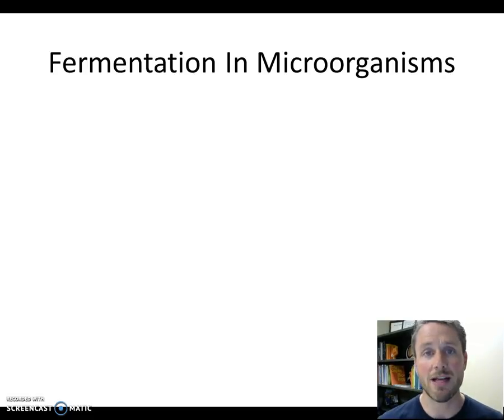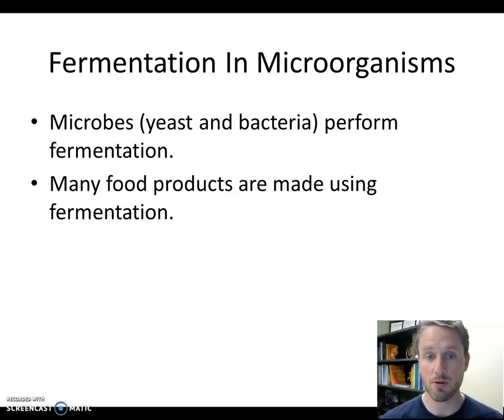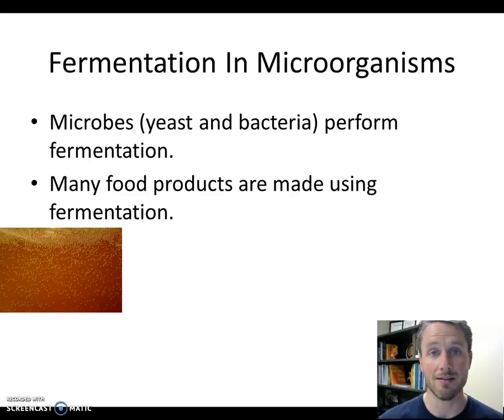I just want to quickly point out that fermentation happens in other organisms as well, right? Microbes like yeast and bacteria can also perform fermentation. They produce a number of food products that we use when they do fermentation. So for example, if you put yeast into a liquid mixture full of sugars, you can produce things like beer. So beer is a product of fermentation. The alcohol is made by the yeast because they're doing fermentation.